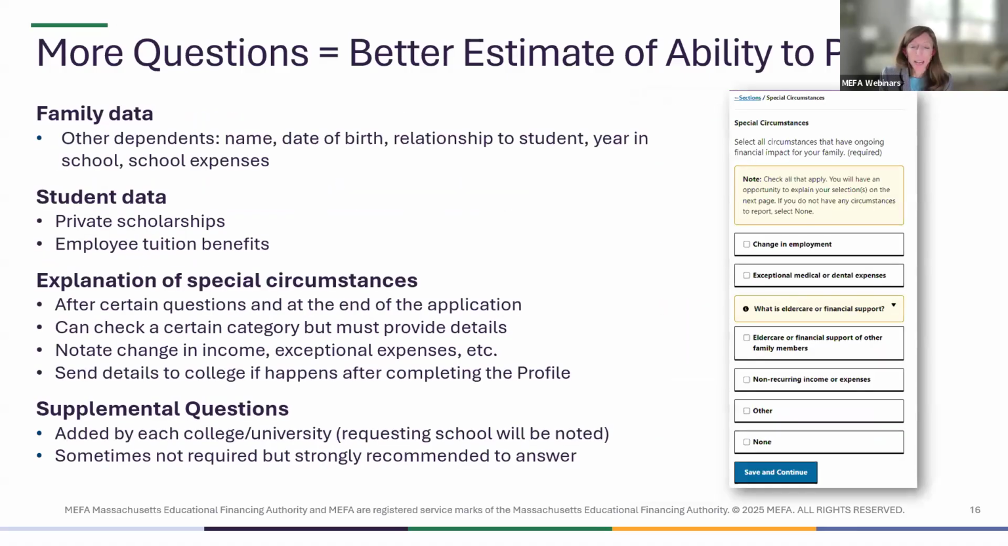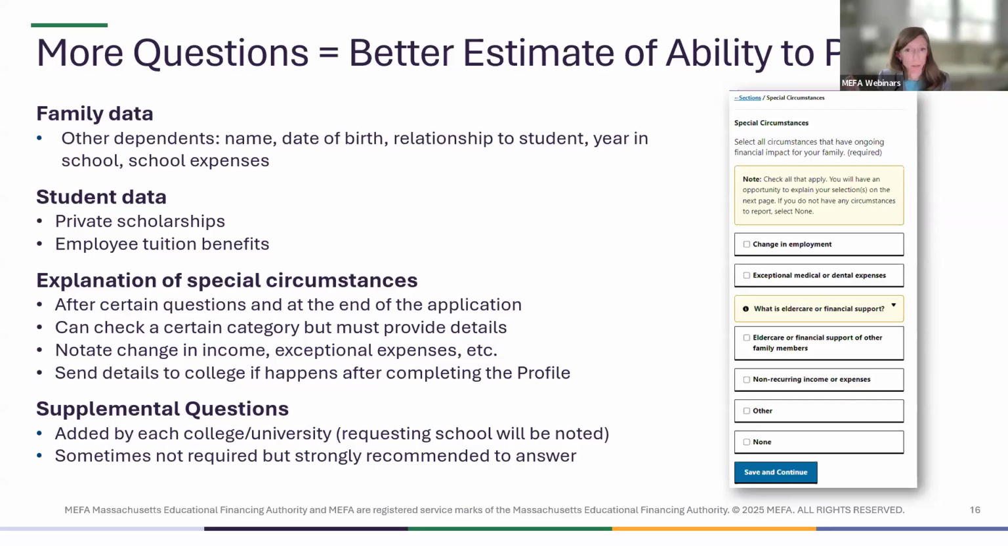The CSS Profile is also going to ask some additional information about your family. So the other dependents in your household, in addition to the applicant, and if they're going to school, what their school expenses are. It's going to ask information about the student. Have they won any private scholarships? Not applied for, but have they already won a scholarship for college? In most cases, the answer is, I don't know, we haven't received any scholarship information yet. So that you can just skip.